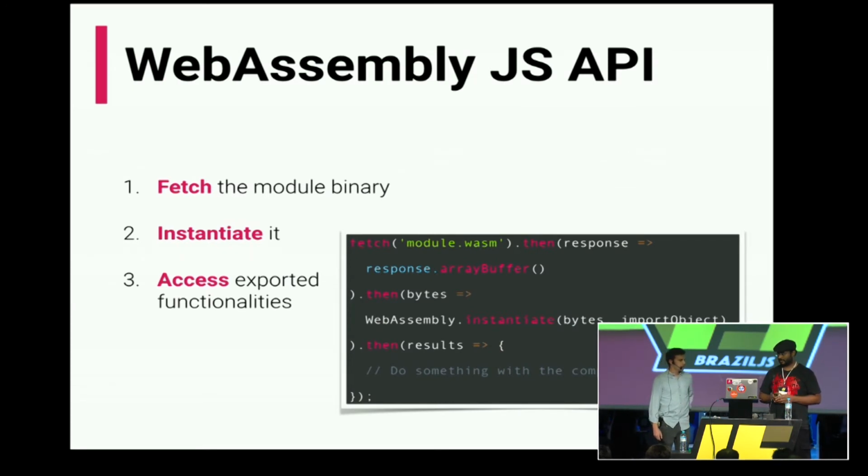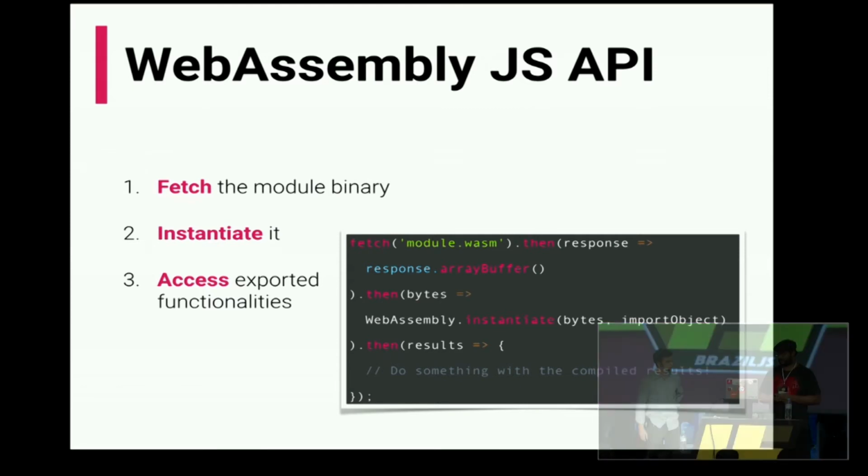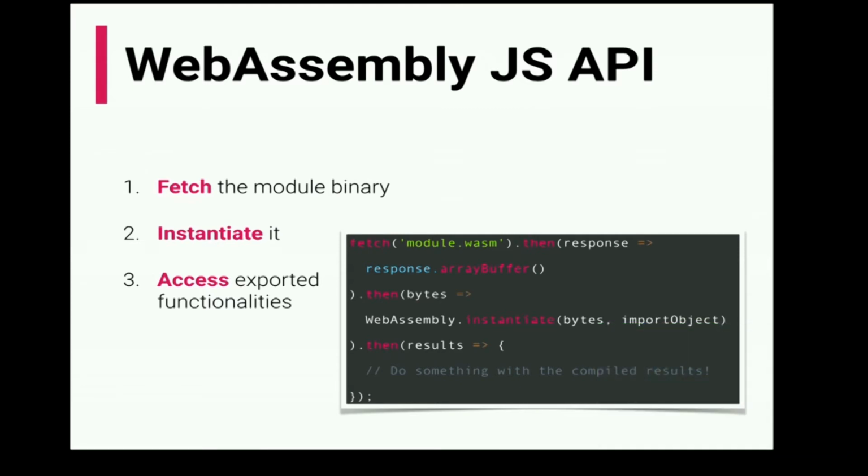Including a WASM file into a JS module is pretty easy, thanks to the official WebAssembly API. First of all, we have to fetch the module binary of our WebAssembly program and store it into an array buffer. Then we have to instantiate it using the function WebAssembly.instantiate. And after that, we will have an instance of our WASM program from which we can access all the functionality exposed by it.